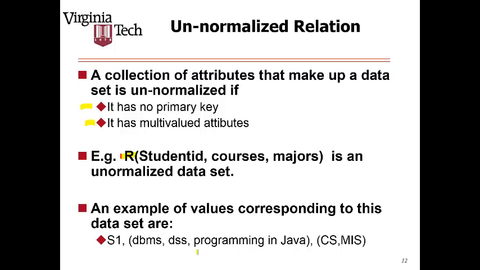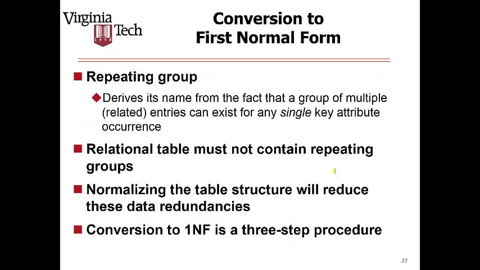So here are some values. S1 is a value for student ID. And then here's the repeating group of values for classes. And then here's the repeating group of classes where it looks like the major name. Well, I guess both majors are CS and MIS, Management Information Systems. So this is a relation that is unnormalized. It is not in first normal form. And so you shouldn't have any of these coming out of your ER modeling techniques if you've followed our rules.